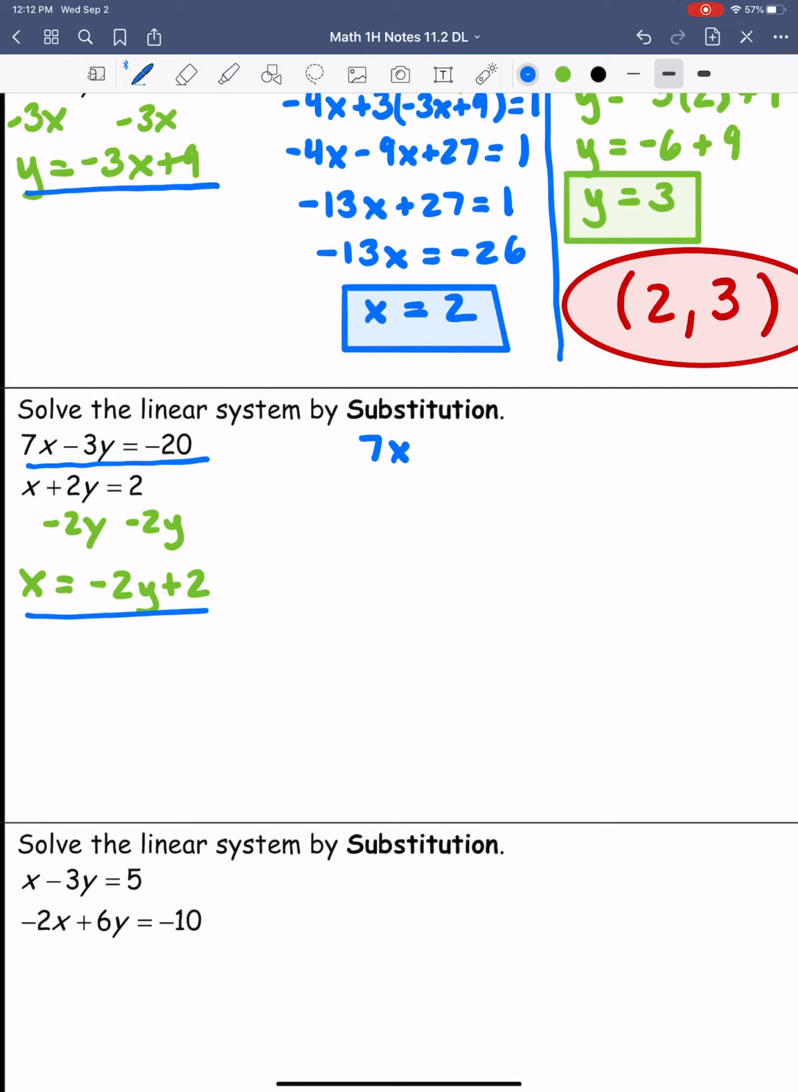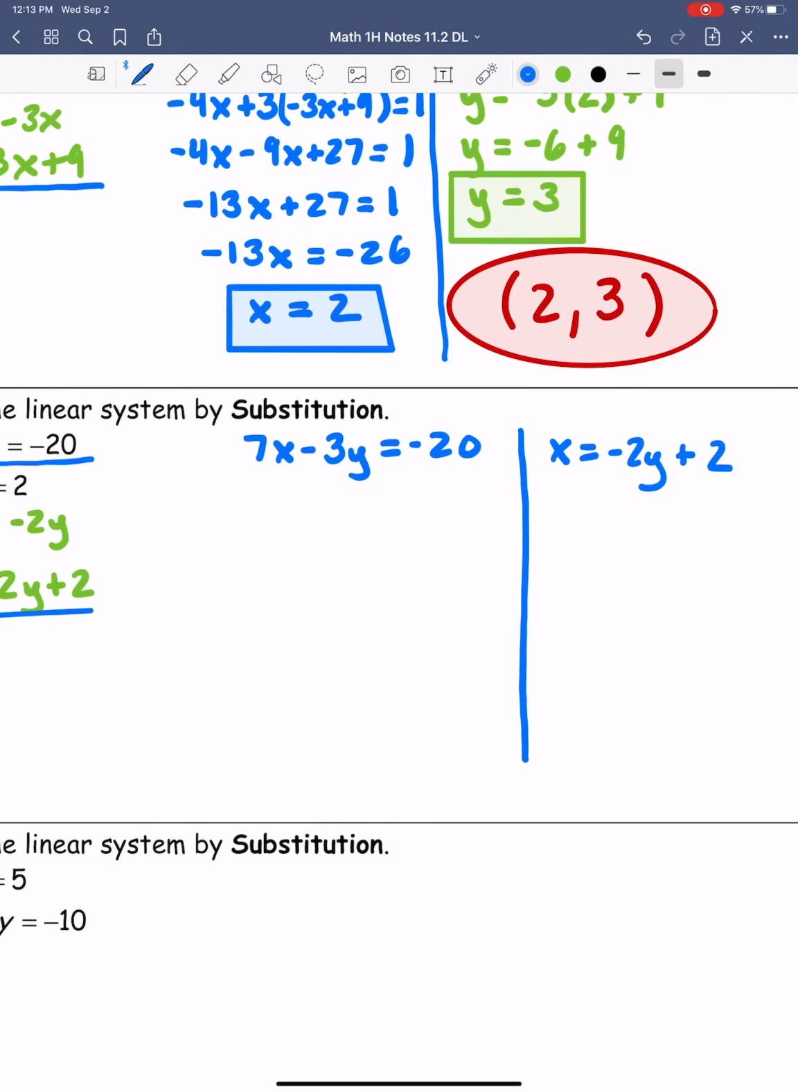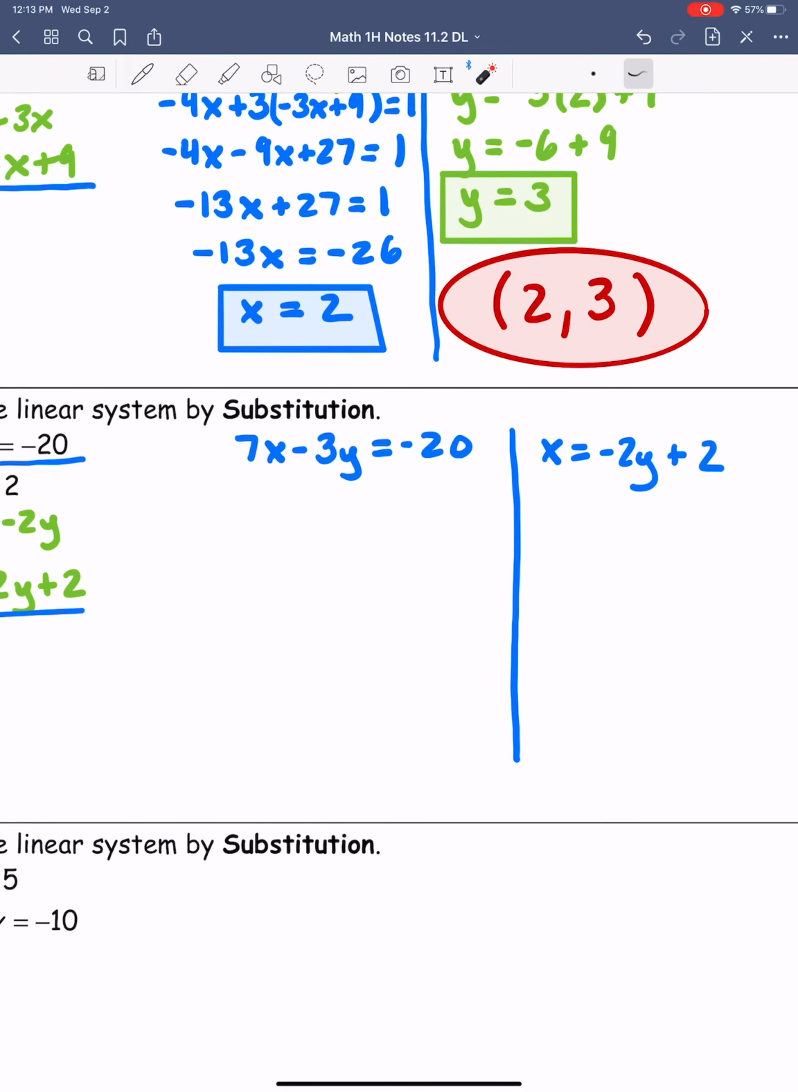So I'm going to get 7x minus 3y equals negative 20. And my other equation is x equals negative 2y plus 2. Okay, so this one's a little bit different, right? Because in this case, I have x equals instead of y equals. So I'm going to take this expression here, and I'm going to plug it in for x, because that's what x equals. So I'm replacing x here, not y, because I have an x equals.